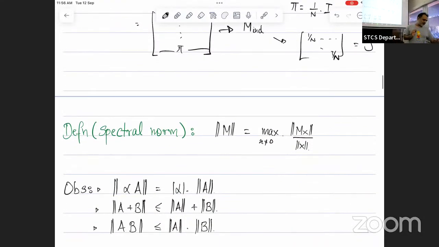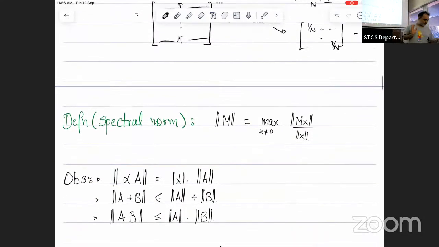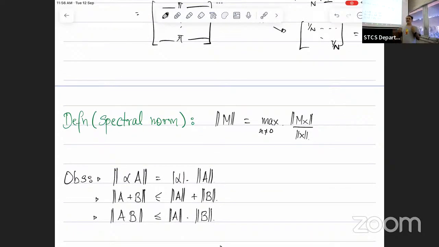And just to justify the fact that it is a norm, just look at the definition and notice that these properties just fall out for free. If alpha is a scalar, then the norm of alpha A is going to be mod alpha times the norm of A. And of course it is subadditive and it is submultiplicative. It's like a triangle inequality, and this is like you shrink and then you shrink again. So obviously the total shrinkage is going to be the norm of A times the norm of B. So it's an operator norm, and it's defined for any matrix and any norm on the space.